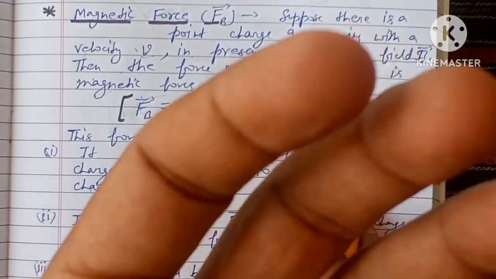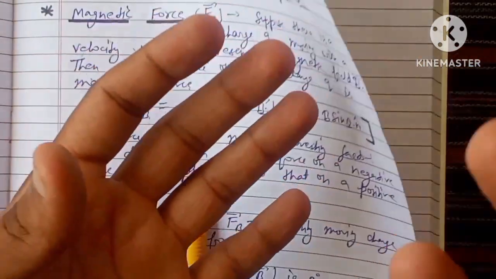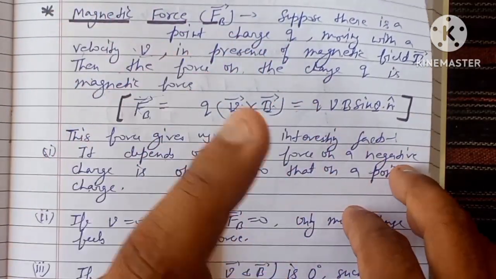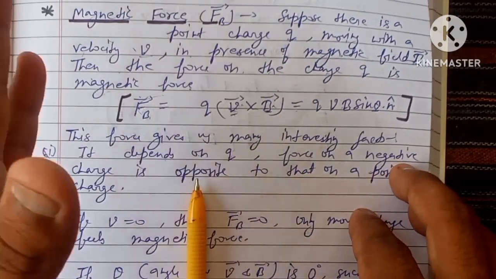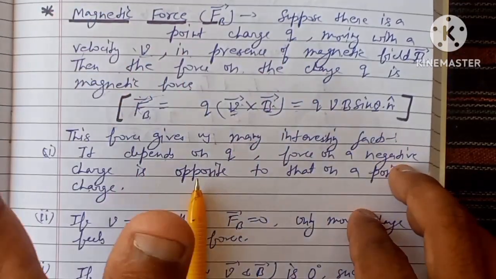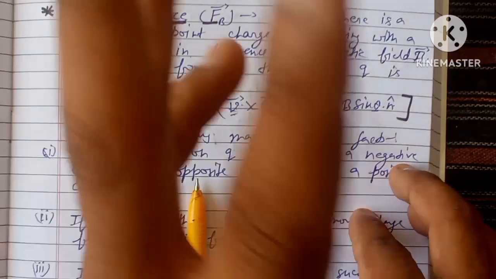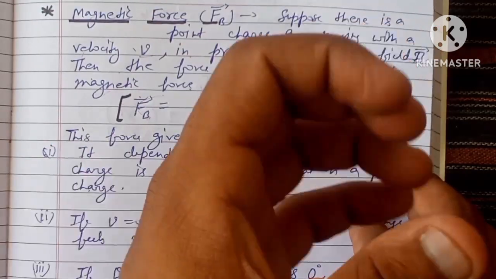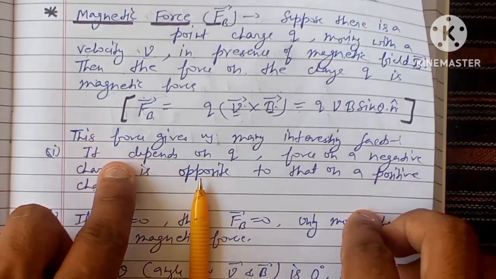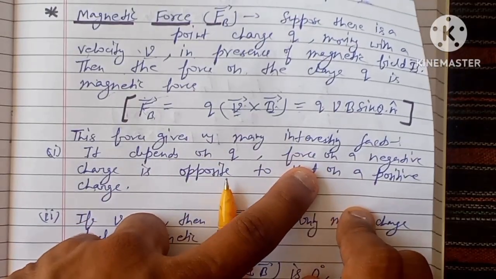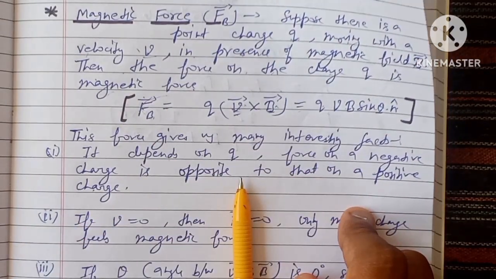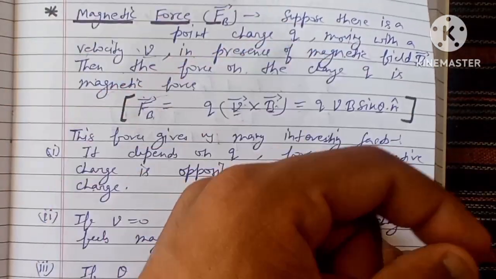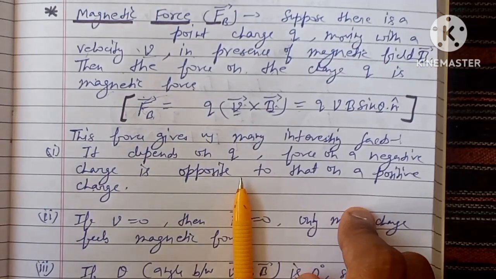So if we have a proton and an electron, we know that a proton has how much charge? That is 1.6 × 10^-19 coulomb, and the same charge lies on the electron. But the polarity is different. Proton has a positive charge, this amount of positive charge, and electron has this amount of negative charge. So the force will be just opposite in these two cases. The force exerted by the magnetic field on an electron is just opposite to that on the proton.